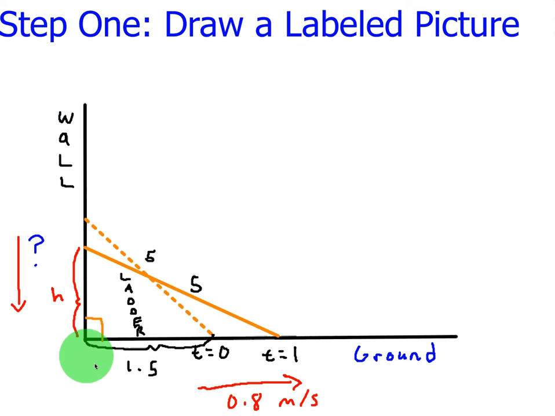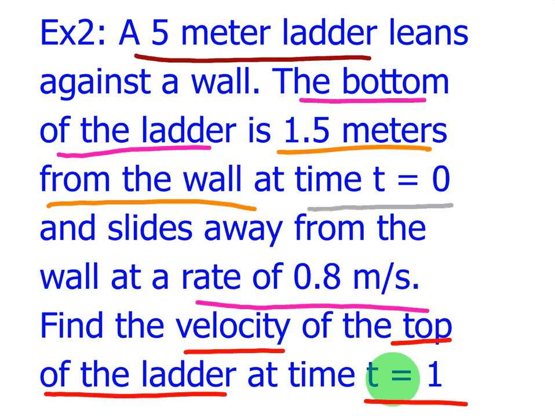Okay, so anyways, we'll get to the future steps that will confirm that we have enough information. But for now, hopefully this picture will help you understand, okay, here's the top of the ladder. How fast is it falling at time t equals 1 as the ladder is sliding away from the wall and the top of the ladder is going down? How fast is this? Okay. So that's it for example 2 and the picture for it. Let's go ahead and look at example 3.